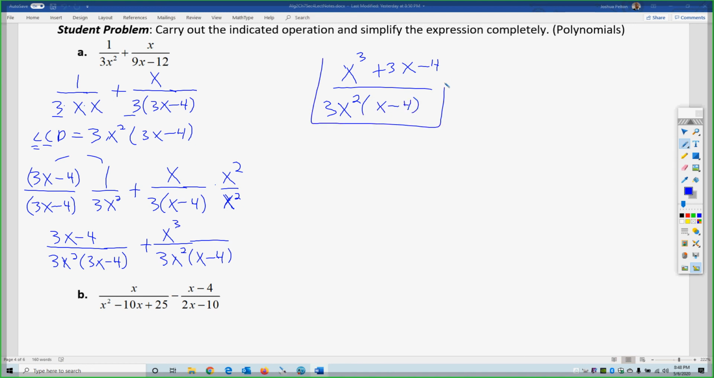Okay, top is not factorable. So x cannot equal 0 or 4, because you can't plug in 4 here, and you can't plug in 0 there. So that is not going to work for either of those. Okay, let's go to student problem B.